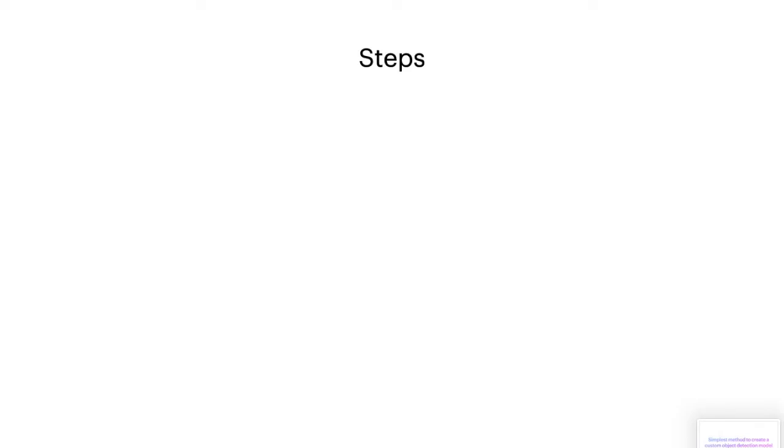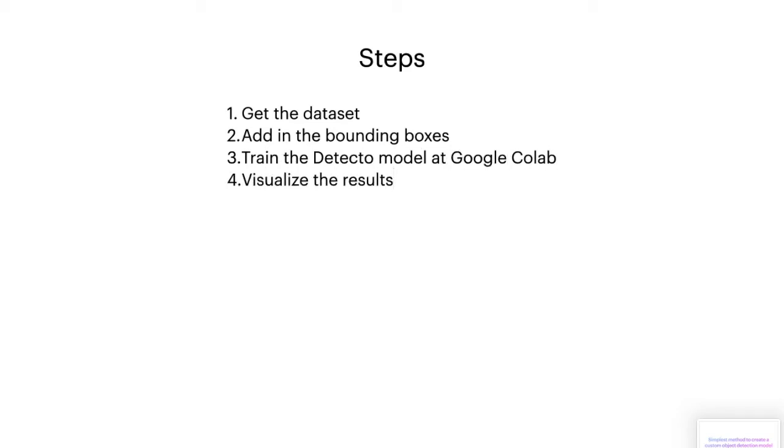So what were the steps that we would be following for this application? We would first get the data set, and then we would add the bounding boxes, the boxes around objects that we would want to detect. Third is we would train the model using Detecto, which is a package, and we would train it at Google Colab, and at the end we would visualize the result.